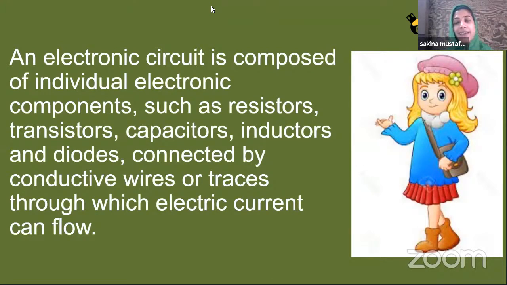I'm not understanding. So he told me that an electronic circuit is a closed path, connected with conductive wires. Conductive wires means wires through which the current can pass. So the electric current can flow, so that your electrical components like your fan and your bulb can glow.